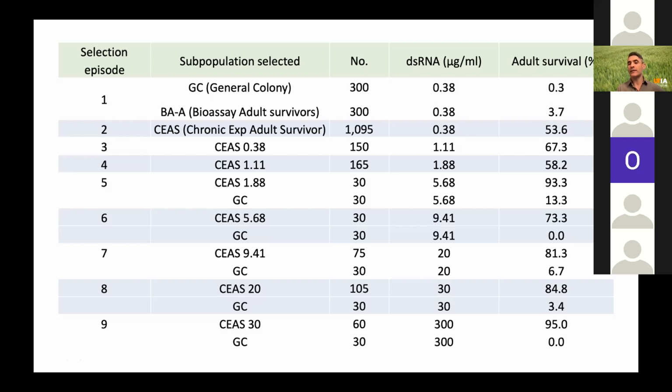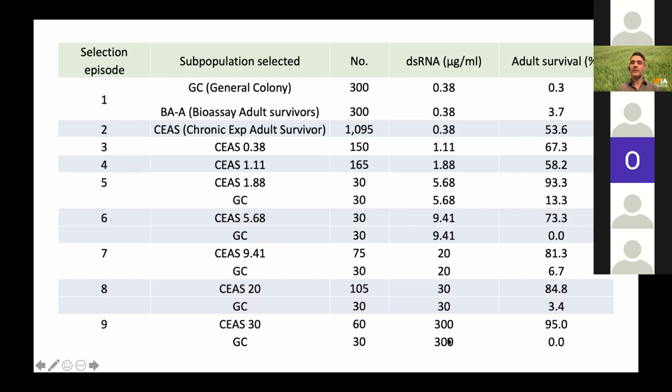We then collected the adults that survived this exposure to generate another CS subcolony that was exposed to an increased amount of double-stranded RNA. So using this foliar exposure, it really allowed us to increase the amount of double-stranded RNA that these resistant insects were exposed to in different episodes of selection. In some of these episodes of selection, we also ran a bioassay with the GC parental colony to be able to see that the double-stranded RNA was active. And so these survivors in the adults were really representing resistant individuals.